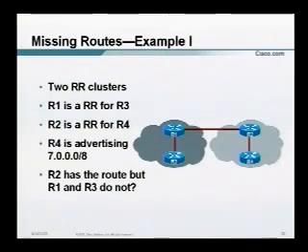Here's one example. We've got two route reflector clusters. Router 1 and 3 in the first one, router 2 and 4 in the second one. Router 1 is the route reflector, and router 2 is the route reflector, respectively, for the two clusters. Router 4 is advertising a prefix. I've said network 7/8 here. Router 2 has the route, but 1 and 3 do not. That causes lots of head scratching because people don't understand why. I mean, we've set it all up according to the manual, and it's all just wonderful.